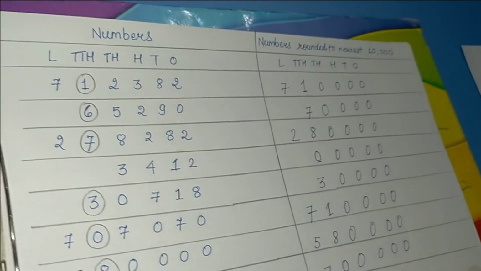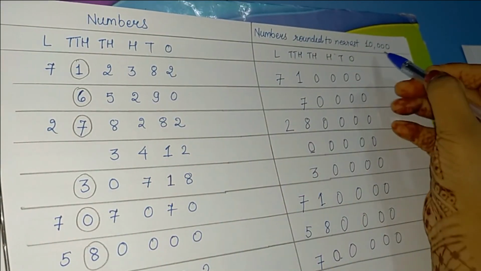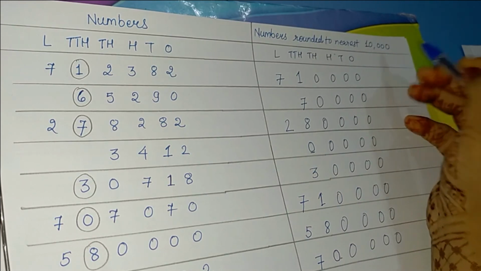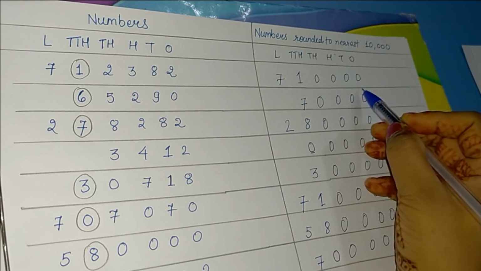So here you can see that when we rounded off the numbers to the nearest 10,000, as 10,000 contains last 4 digits 0, the rounded off numbers also have the last 4 digits as zeros.